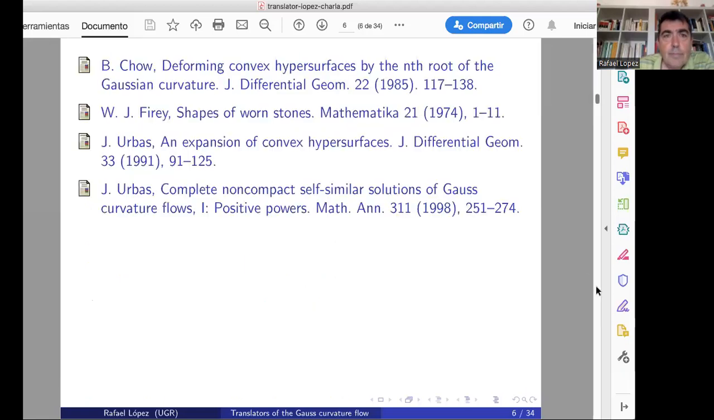The literature is great, of course. In some sense, this is the first paper about the Gauss curvature flow. The people, in some sense, are from Australia. It's Urbas, Andrews, and the school behind these guys.